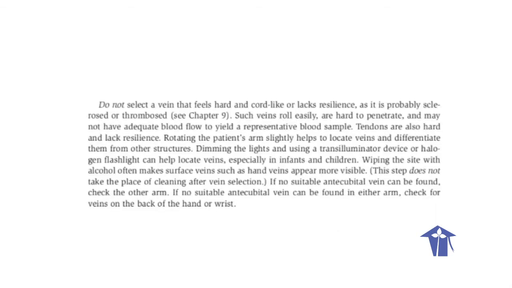Do not select a vein that feels hard and cord-like or lacks resilience, as it is probably sclerosed or thrombosed. Such veins roll easily, are hard to penetrate, and may not have adequate blood flow to yield a representative blood sample. Tendons are also hard and lack resilience. Rotating the patient's arm slightly helps to locate veins and differentiate them from other structures.